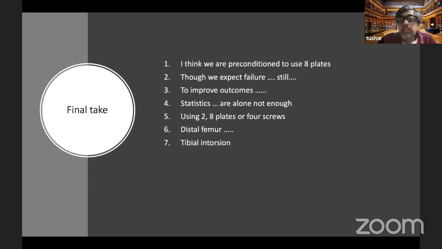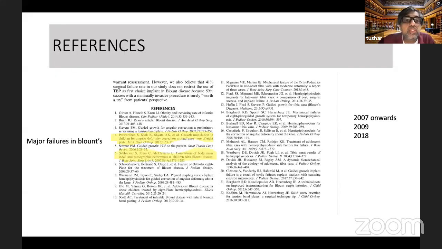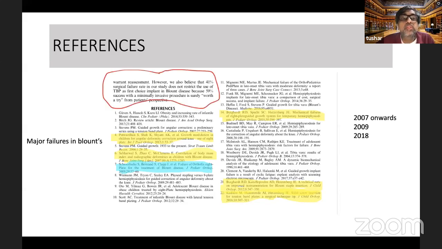And Sandeep Patwardhan is here, so we had discussed this. Sometimes it is noticed that they do not correct the tibial torsion, and that may take away a good result. So in the list of references, Patwardhan's article was reviewed by them. Sabharwal's article was reviewed. The main articles which keep getting reviewed are Herzenberg's article, and Kadim's article has been reviewed for the technique of application of the solid screws. And this is an important article which gets reviewed by all, very early in 2009, they came up with the failure of the 8 plate in Blount's disease.